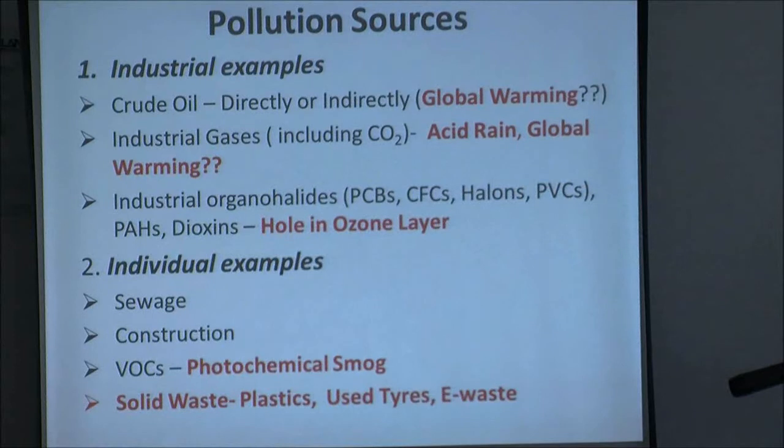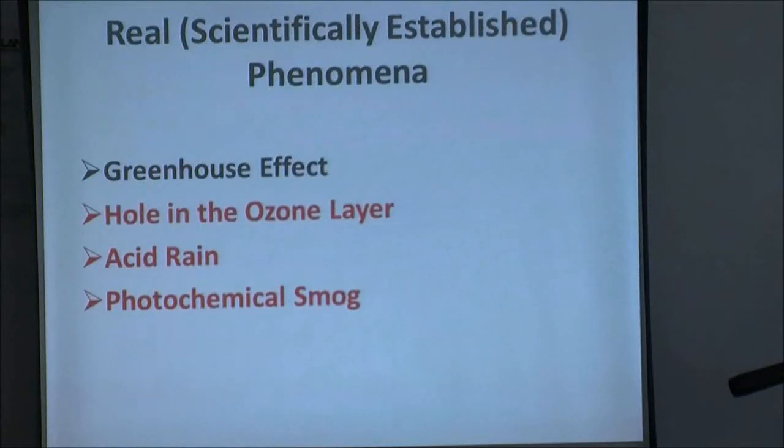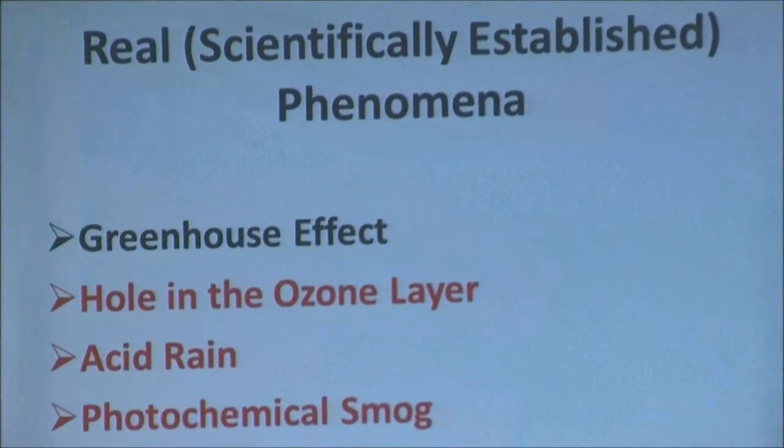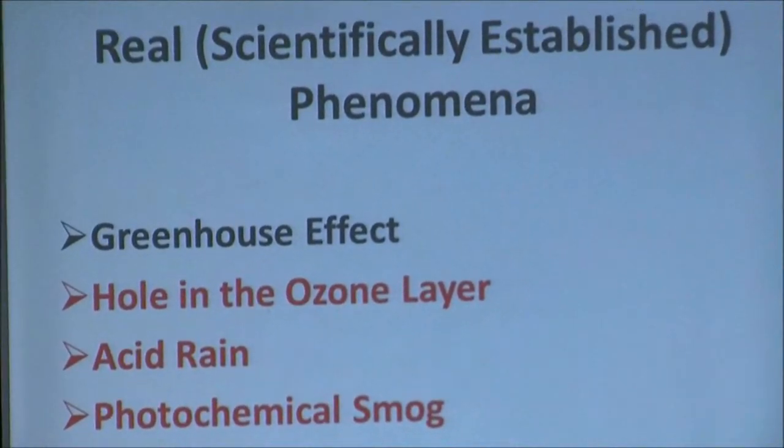All right, go to the next slide, please, Derek, because I'm running. Before going any further, I want to tell you what is real, and real means scientifically established. So the greenhouse effect is a scientifically established phenomenon. It is in black because it is not a negative phenomenon. The ones in red, the hole in the ozone layer, acid rain, and photochemical smog, are all negative impacts. And all of these are scientifically established. Go on to the next one, Derek.